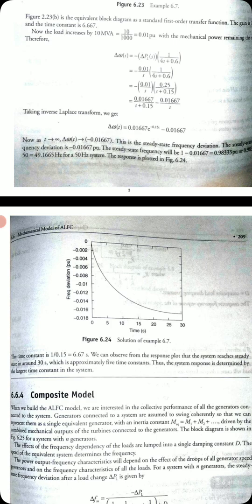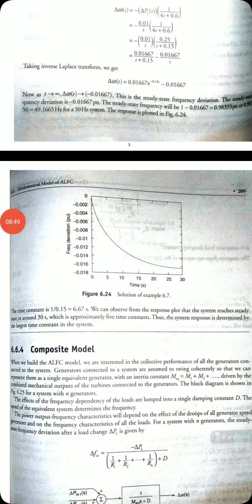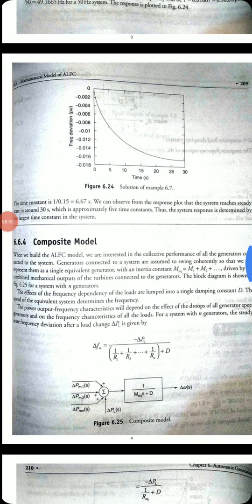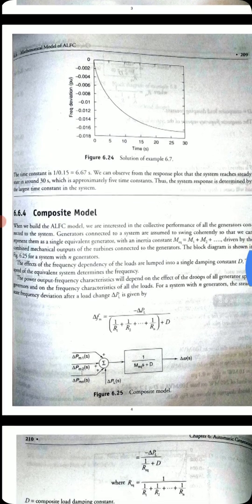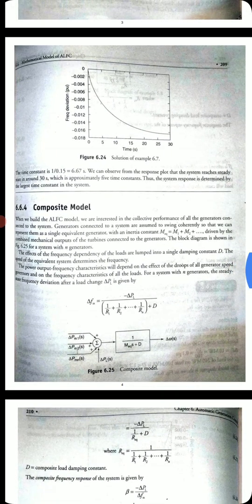Coming to the composite model now, when we build an ALFC model, we are interested in the collective performance of all the generators connected to the system. The generators connected to the system are assumed to swing concurrently, so that we can represent them by a single equivalent generator with an inertia constant M equivalent equal to M1 plus M2 till Mn, for whatever number of generators, driven by the combined mechanical outputs of the turbines connected to the generators. The block diagram shown in figure 6.25 is the system for N generators.